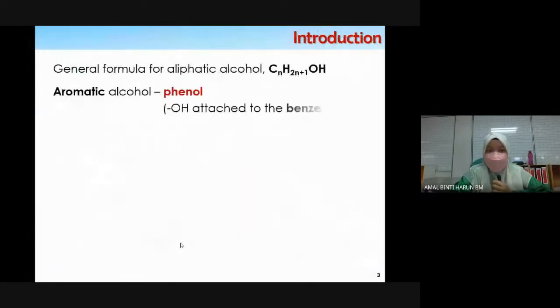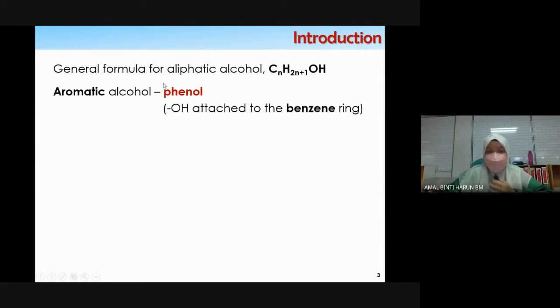Okay, what is the alcohol? It is CnH2n+1 OH, where dia macam structure alkane, dah belajar alkane kan, but one of the hydrogen is being substituted by the OH. Okay, that one we call it as aliphatic alcohol, the open chain alcohol.